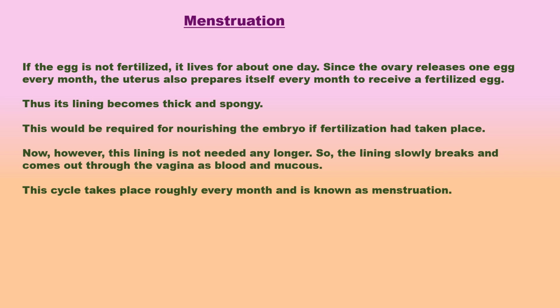Since the thick and soft uterus lining contains a lot of blood vessels, the breaking, or disintegration, of the uterus lining produces blood along with other tissues. This blood and other tissues come out of the vagina in the form of bleeding. The breakdown and removal of the inner, thick and soft lining of the uterus along with its blood vessels in the form of vaginal bleeding is called menstrual flow or menstruation.